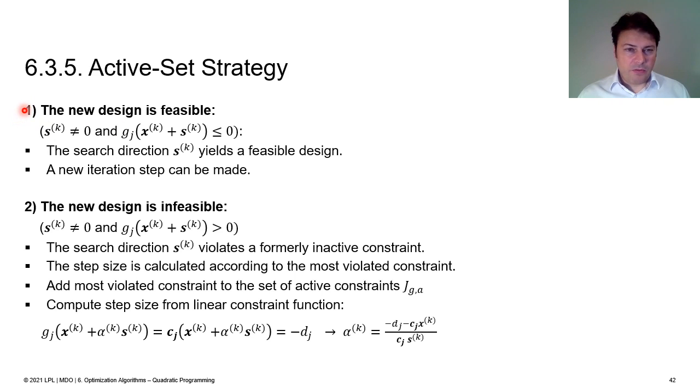So, case number 1, well, first of all, the search direction is not equal to 0, and the candidate design satisfies the inequality constraints. You have a feasible design, and you can proceed to the next iteration step.